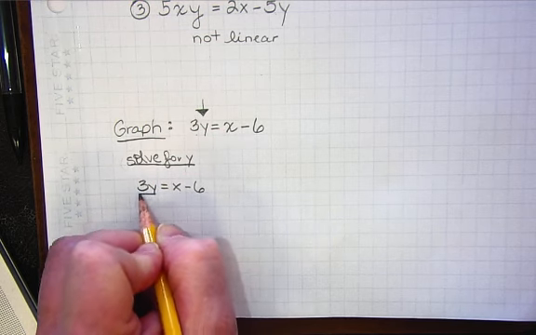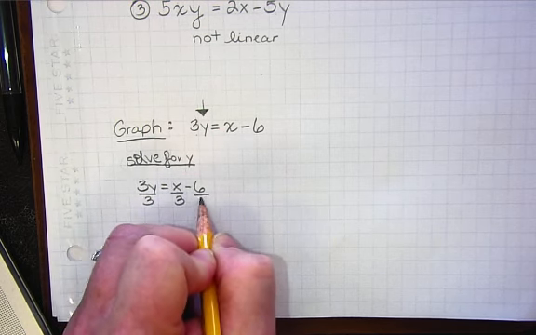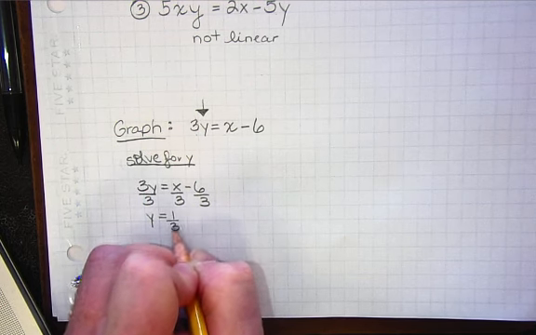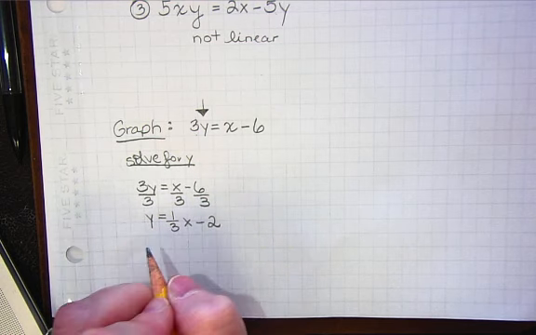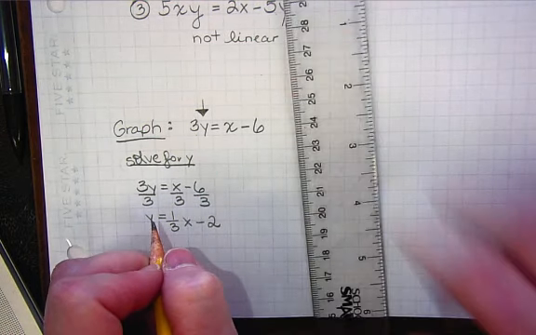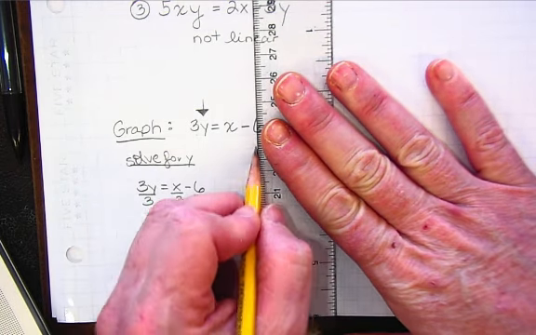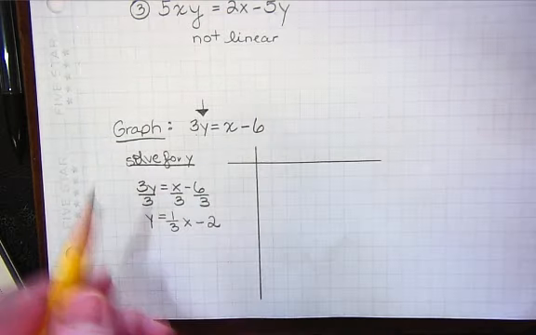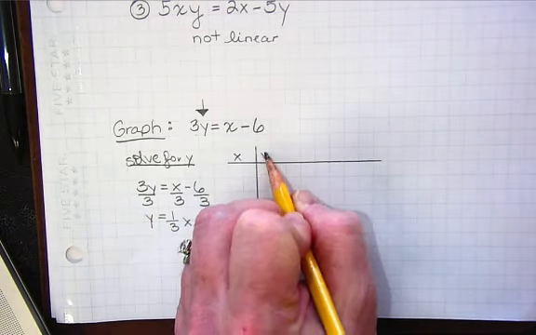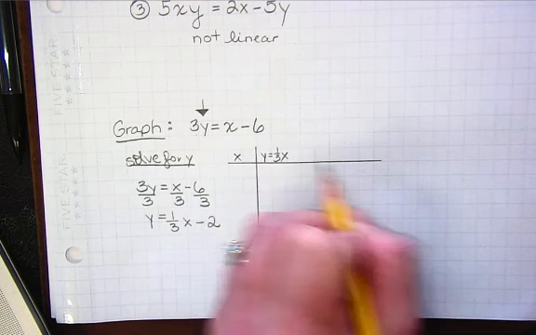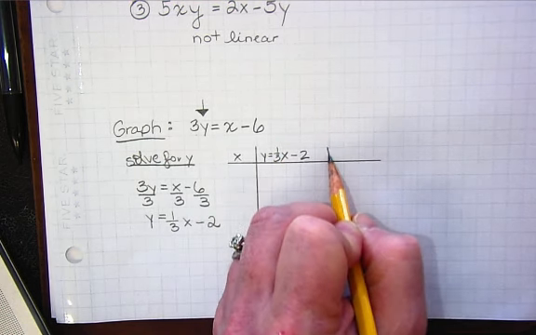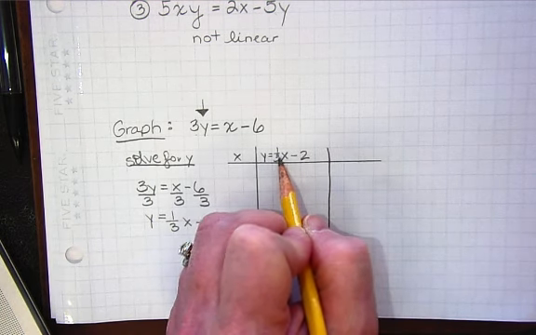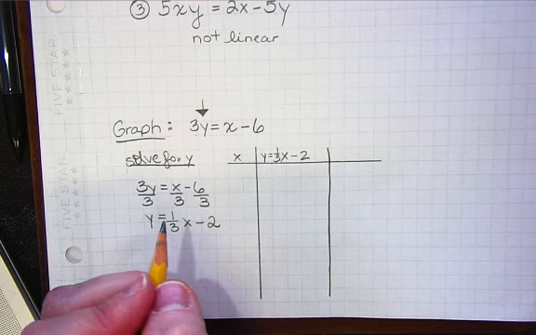I'm going to divide every term by 3, and that would give me y is equal to 1/3 x minus 2. So now when I'm creating my reasonable domain, I'm going to think about numbers that are divisible by what number? I have y is equal to 1/3 x minus 2. So what number do I want x to be divisible by if I have to multiply x by 1/3? What kind of x's do I want to put in?